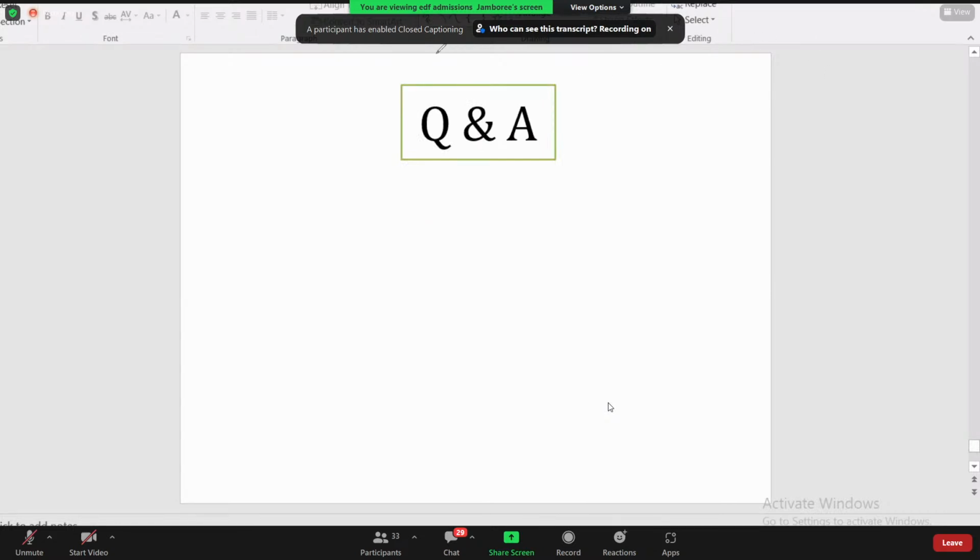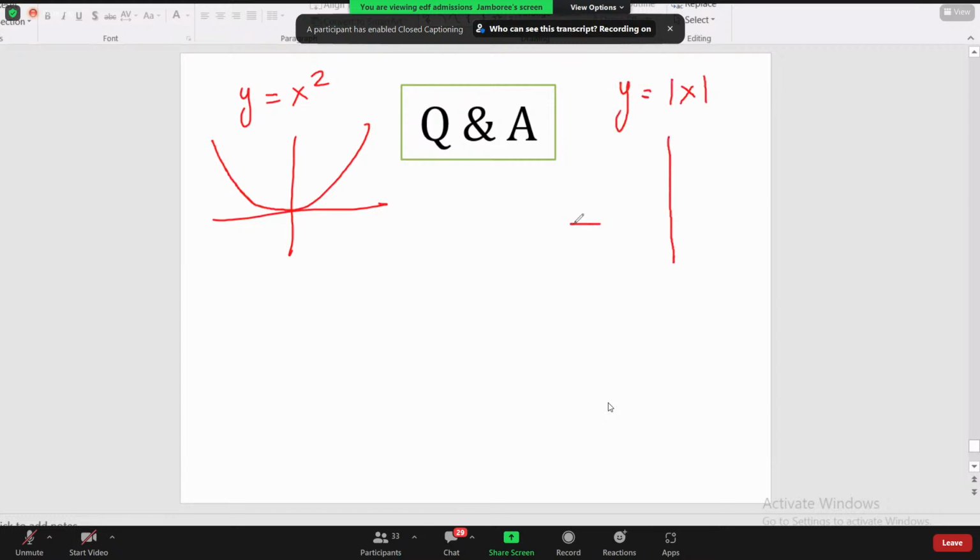So as discussed, if the function goes by y is equal to x square, it will be a parabola, which is basically a U-shaped curve having its minimum point at 0, 0. On the contrary, if the function goes by y is equal to modulus of x, herein the function will be a V-shaped curve. This will also have the minimum point at 0, 0 only.